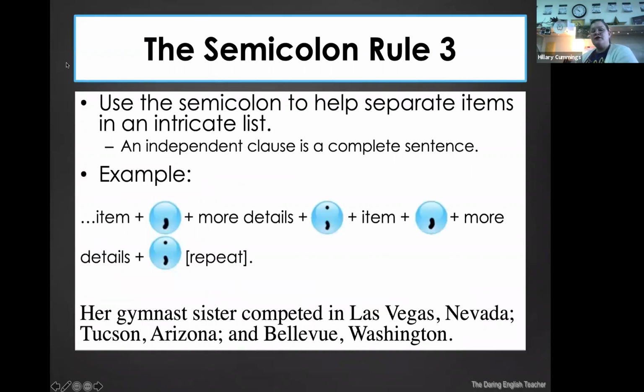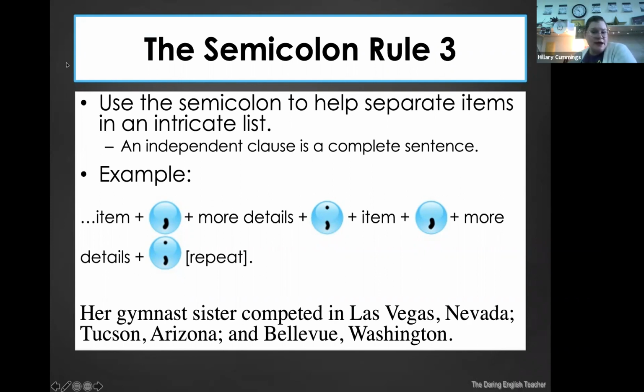All right, and then the third rule is that we can use the semicolon to help separate items in an intricate list. Remember that an independent clause is a complete sentence. So item, comma, more details, semicolon, item, comma, more details, semicolon, and repeat. Her gymnast sister competed in Las Vegas, Nevada; Tucson, Arizona; and Bellevue, Washington.